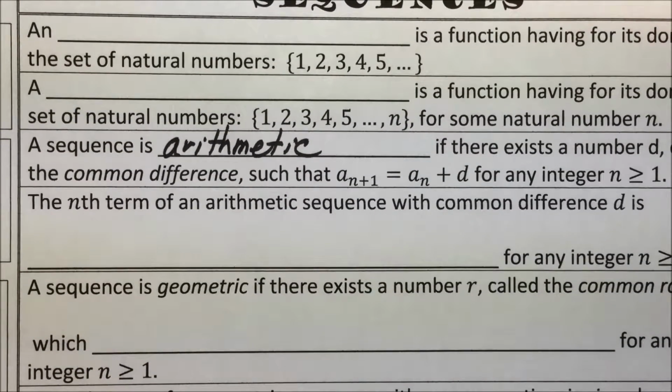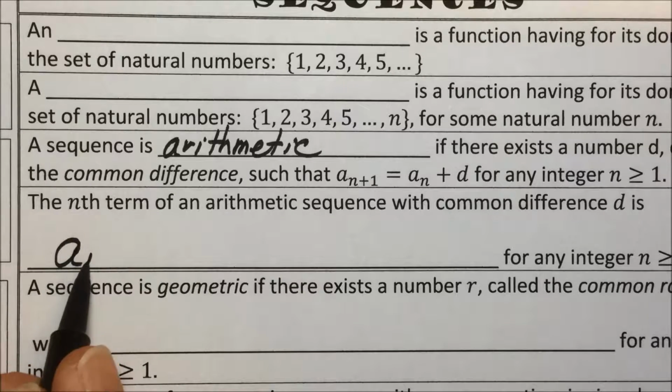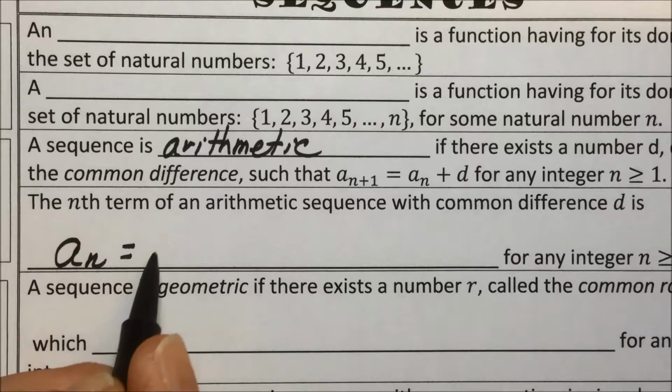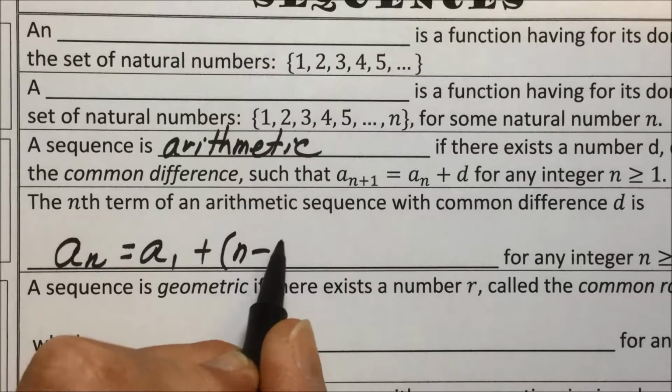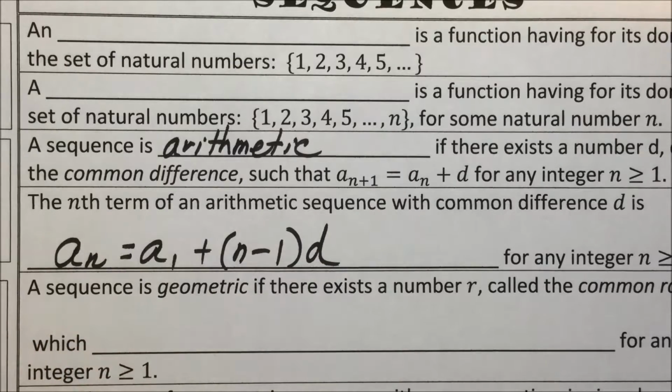If we're after the nth term in an arithmetic sequence with a common difference, we can use the following formula. A sub n is found by taking a sub 1 plus n minus 1 times the common difference for any integer where n is greater than or equal to 1.